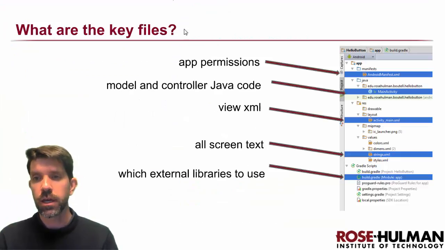All right, so again, just to review those five files. App permissions are in the manifest. The model and the controller Java code are going to be inside our MainActivity and other Java files. We have the view XML here. All our screen text is going to go in strings, and then our different libraries are in the build.gradle.